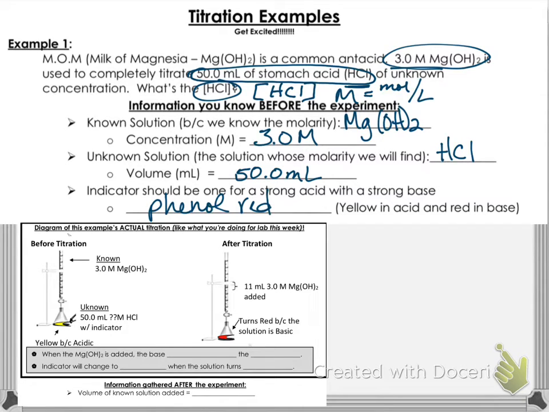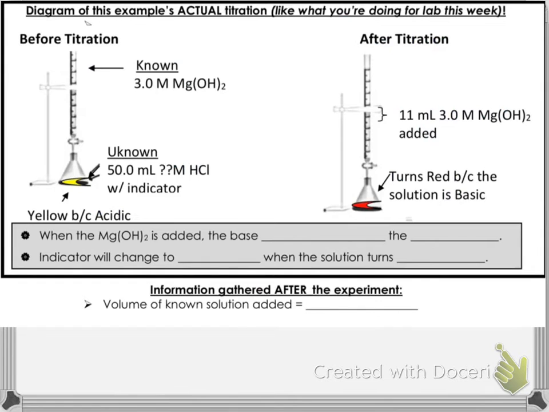All right, so let's take a look in a little more detail at that diagram that's showing you the lab setup. So you have your burette and it's filled with 3 molar magnesium hydroxide. We have our hydrochloric acid of unknown molarity. We have added the indicator, which is going to be yellow when it's acidic. We're going to know to stop adding base when that solution turns red. If you look at the after titration, it shows you exactly the difference, how much of that base we had to add in order to neutralize the acid.